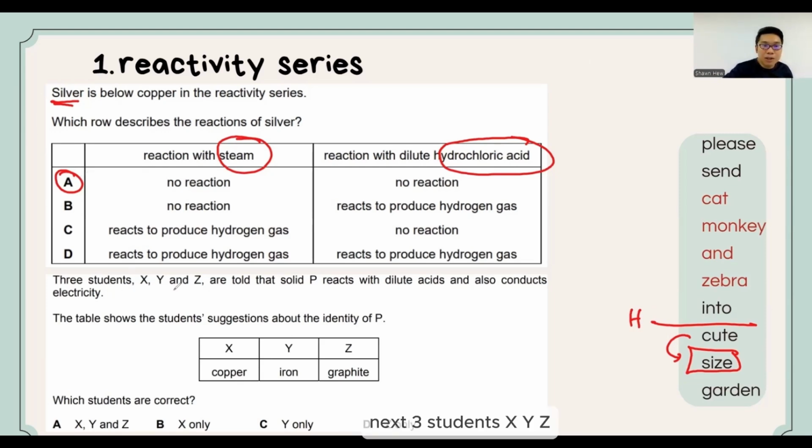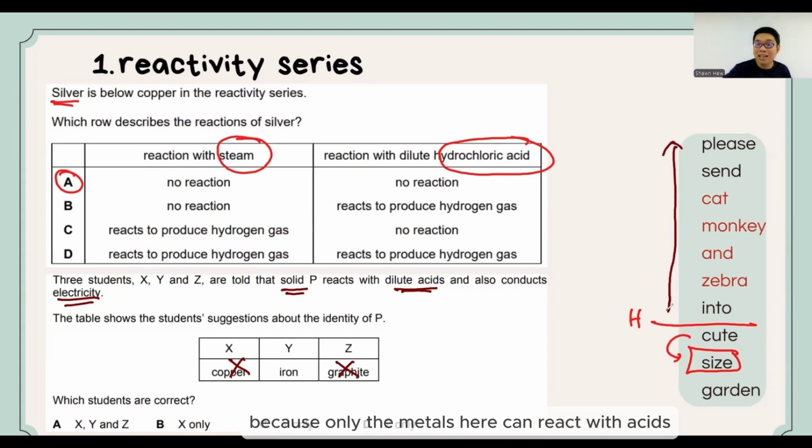Next, three students X, Y, Z are told that solid P reacts with acid and also conducts electricity. So it's confirmed not copper, because copper won't react with acid. Graphite also won't react with acid, because only the metals here can react with acids. So we can confirm the answer is just Y.